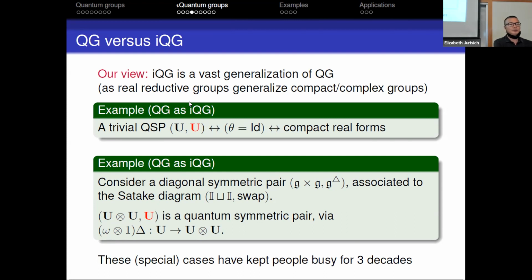So for those people who have been interested in quantum groups, but not yet seeing this iQuantum group, quantum symmetry, basically you have been working with these two examples without being aware there are many more examples of the quantum algebra which are very interesting.